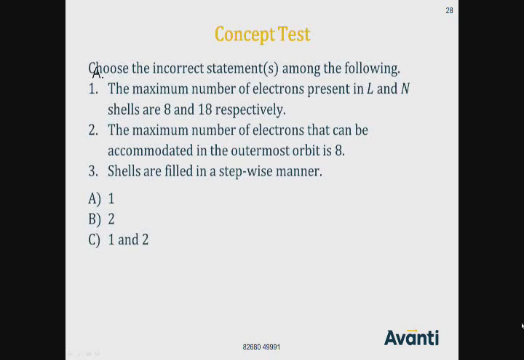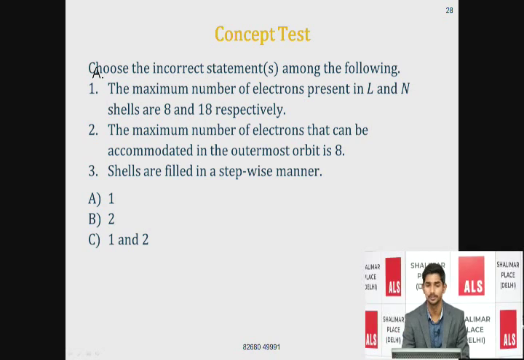Okay, choose the incorrect statement. They are asking for the incorrect statement. The maximum number of electrons present in L and N. Yes, absolutely, this is the wrong statement because in LMN, N contains 32 electrons, not 18 electrons. So the first one is the wrong statement.